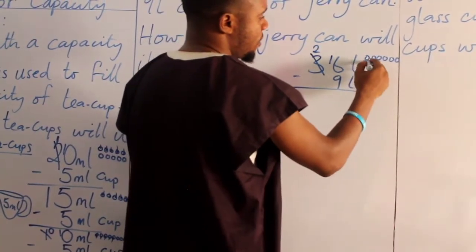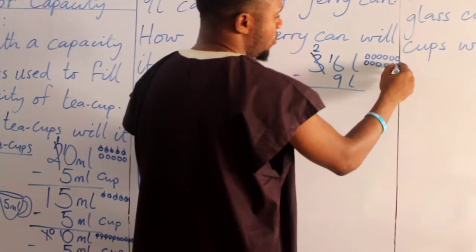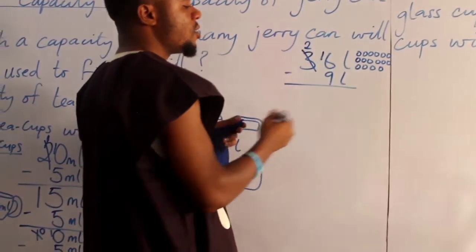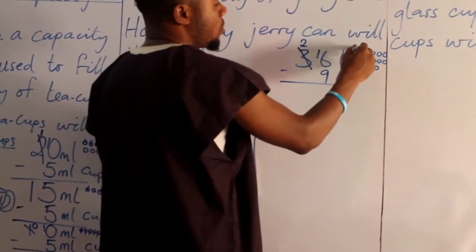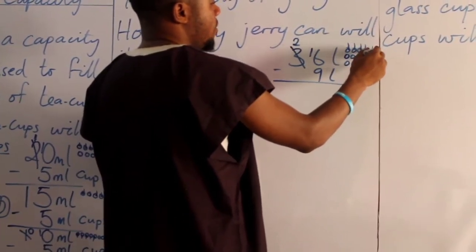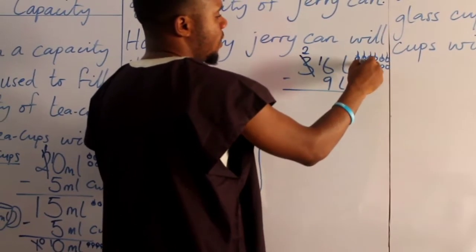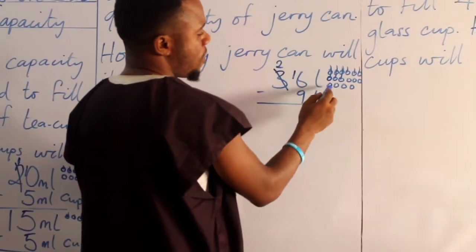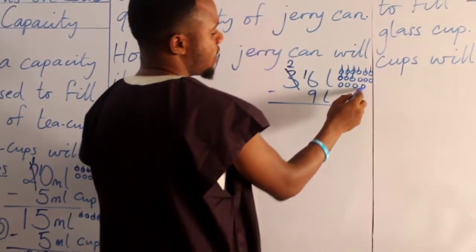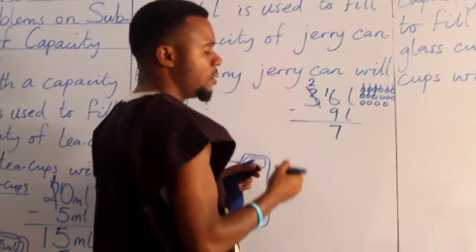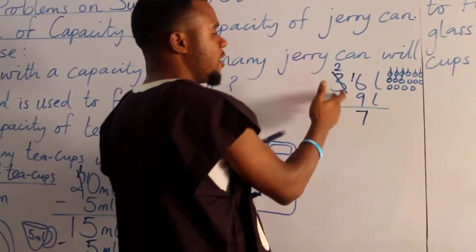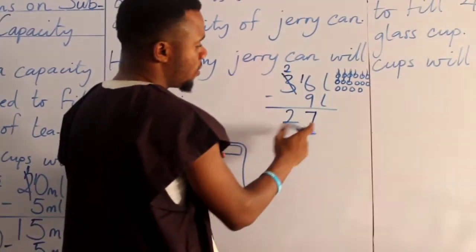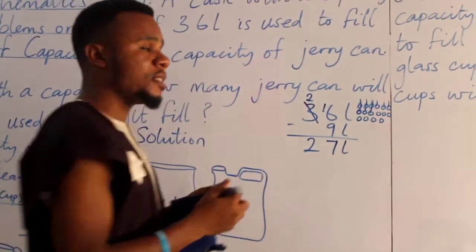Remember we've counted 6, so let's count 16 from 6. 6, 7, 8, 9, 10, 11, 12, 13, 14, 15, 16. We've counted 16, so let's take out 9. 1, 2, 3, 4, 5, 6, 7, 8, 9. What do you have left? 1, 2, 3, 4, 5, 6, 7. We have 7 left. So remember we have nothing here. We bring down the 2. Bring down your 2. When you have nothing, bring it down. And we have 27 liters.